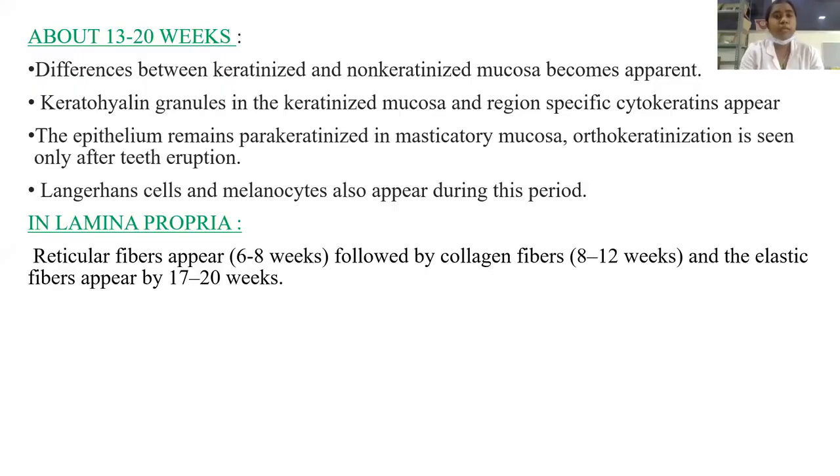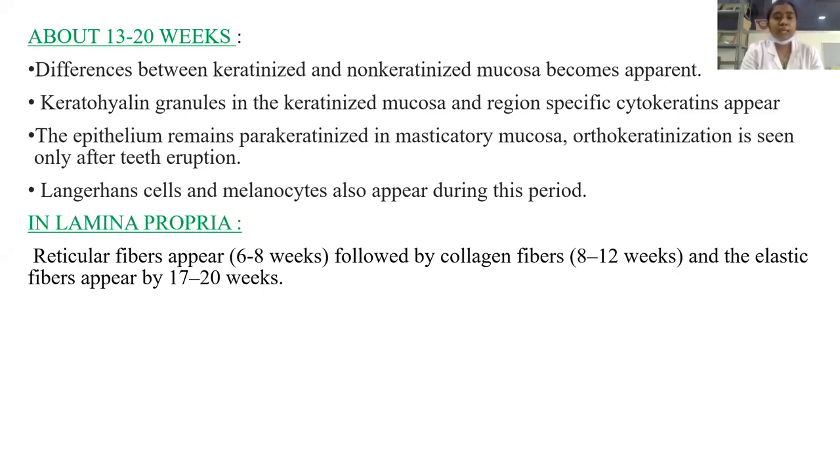Next, about 13 to 20 weeks, differences between keratinized and non-keratinized mucosa become apparent. Keratohyalin granules in the keratinized mucosa and region-specific cytokeratins appear. The epithelium remains parakeratinized in masticatory mucosa. Orthokeratinization is seen only after tooth eruption. Langerhans cells and melanocytes also appear during this period.